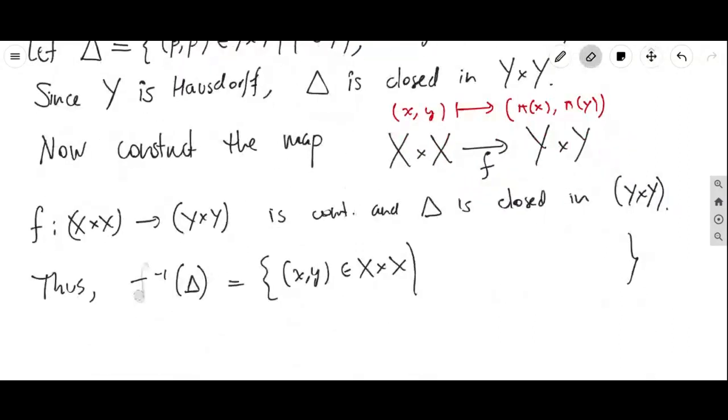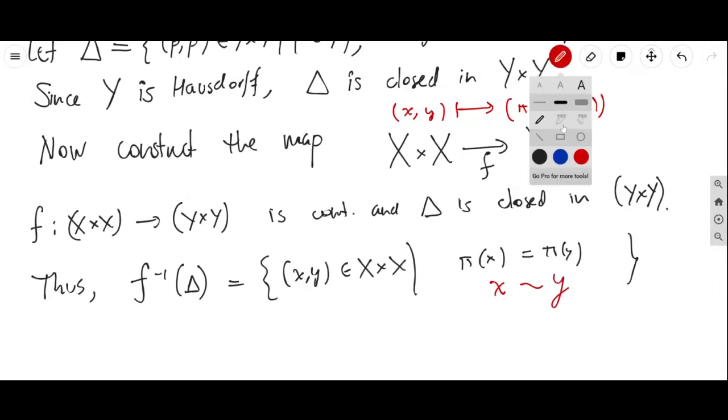Both coordinates are the same. So then the inverse image of delta will consist of all points that f maps to the same thing. That means where pi of x is equal to pi of y. And two classes are equal if and only if they're related to each other. So that's what we're saying. So the inverse image will consist of all points in the product space where x is related to y.